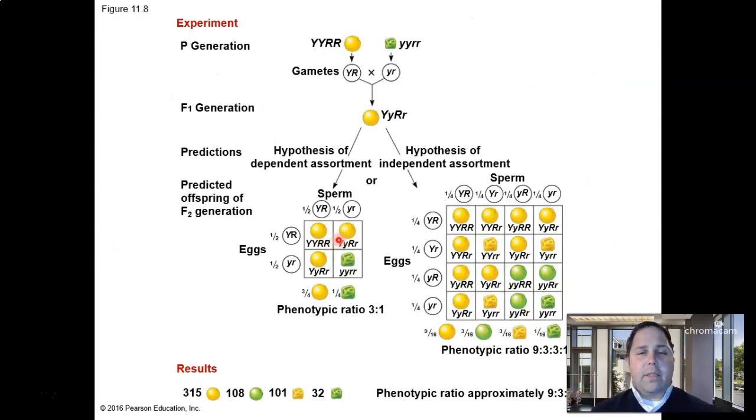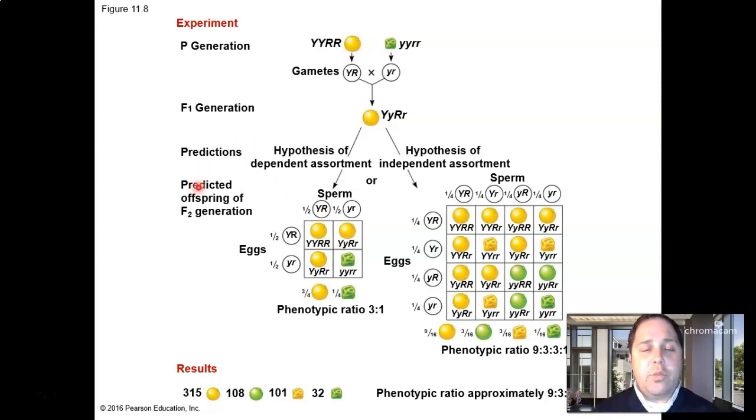So now we're going to look at peas. Yellow and smooth peas are homozygous dominant. Yellow and wrinkled peas are homozygous recessive. So when he crosses those together, he gets an F1 generation that is all yellow and all smooth, because those are the dominant traits.